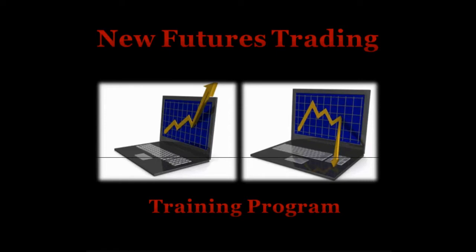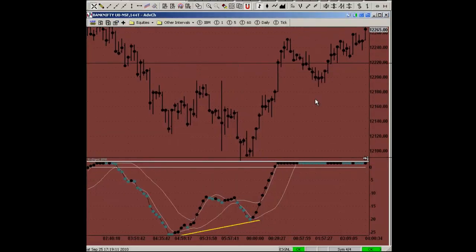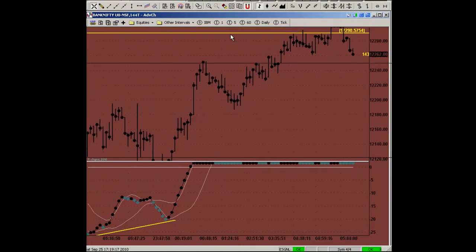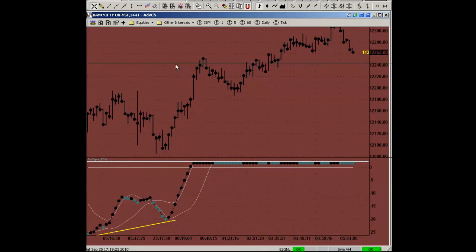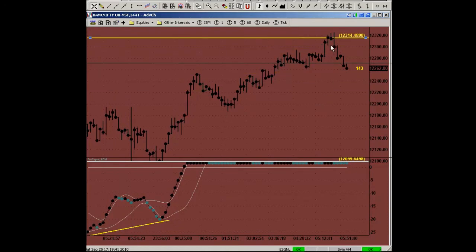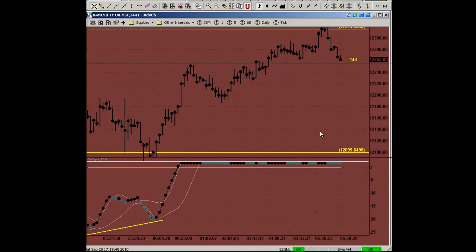What I want to show you right now, it's September 24th, Bank Nifty futures. I'm using here a tick chart, 144 tick chart, and at the end of the day, Bank Nifty futures did a nice run up. You calculate this run from here to there, and you figured out, actually it was right here where it finished, and you tell me how much this is worth to you.